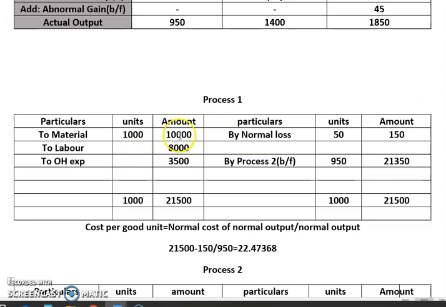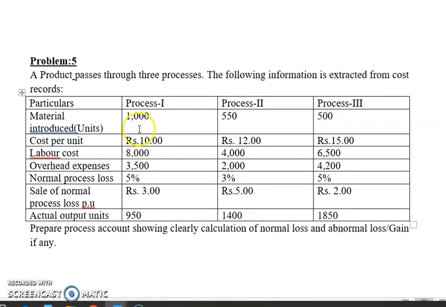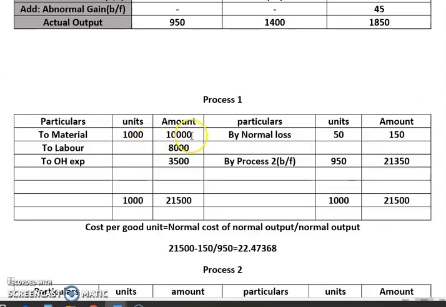So, I've just jumped in here to material 10,000. How did I get 10,000? 1,000 into per unit value is 10 rupees. So, I will get 10,000. Then followed by your labor charges, followed by your expenses. As we already discussed, the normal loss should be credited.